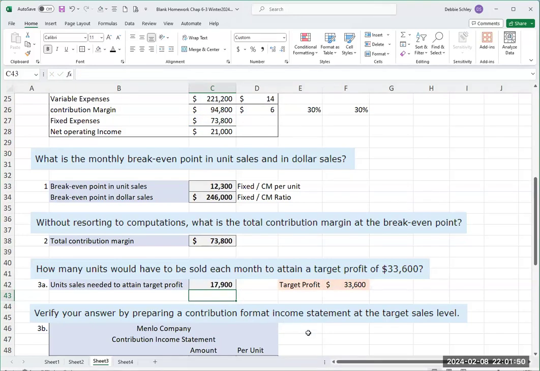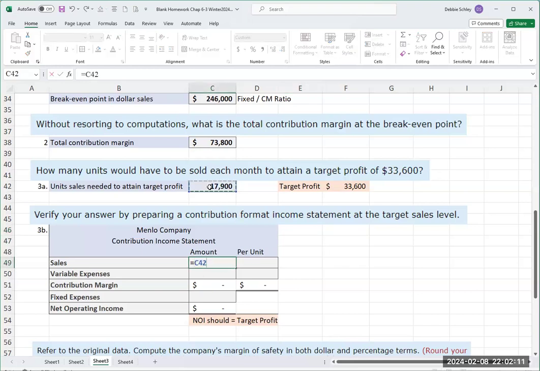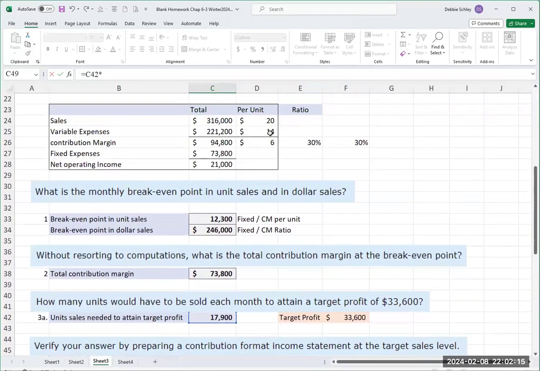Okay. So then 3B, verify your answer by preparing a contribution format income statement at the target sales level. So when we prepare this one, the units you're going to use are the ones you just figured out in 3A. So I'm going to take equals that number of units times my selling price of $20 per unit.